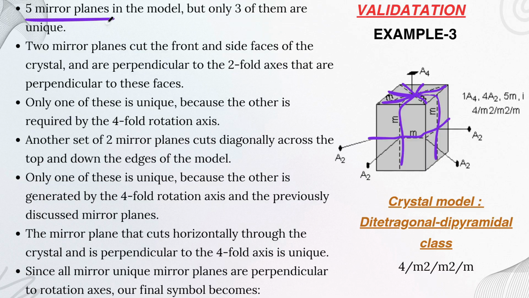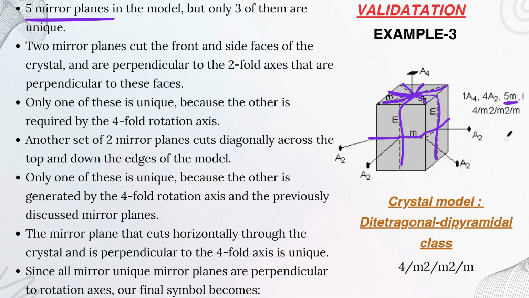different mirror planes, but the uniqueness is, if you see, only 3 sets are unique. One perpendicular to C, one parallel to the faces, and one along the diagonal axis. So only 3 sets of mirror planes are unique. We can represent this in point groups. Though it is having 5, the uniqueness is there only for 3.